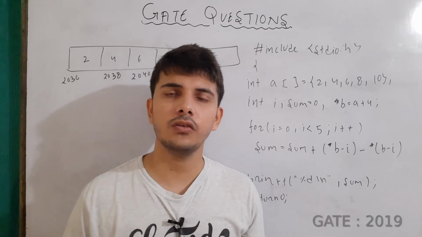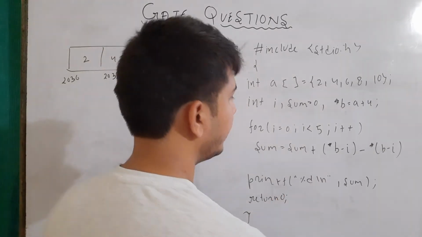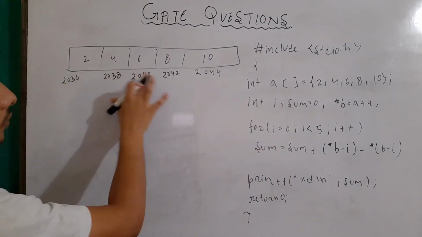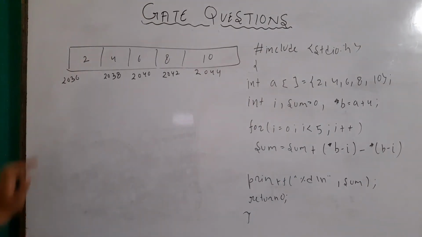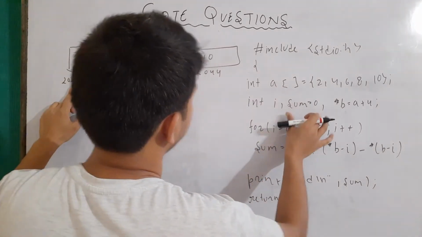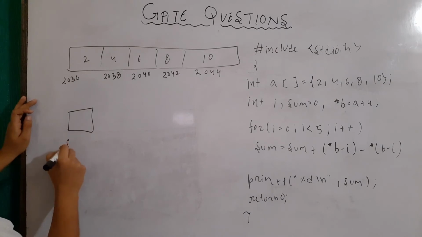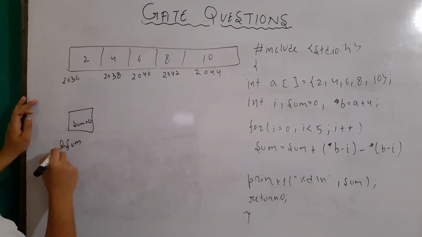Now we have our last question for this video, in which we have to find the output of this line, basically to calculate the sum. Now first of all, an array is defined here with the content 2, 4, 6, 8 and 10. I am considering here integer is of 2 byte and the base address to be 2036, right? Then there is a variable sum. Let's create a variable sum, right, which is currently holding the value of 0.